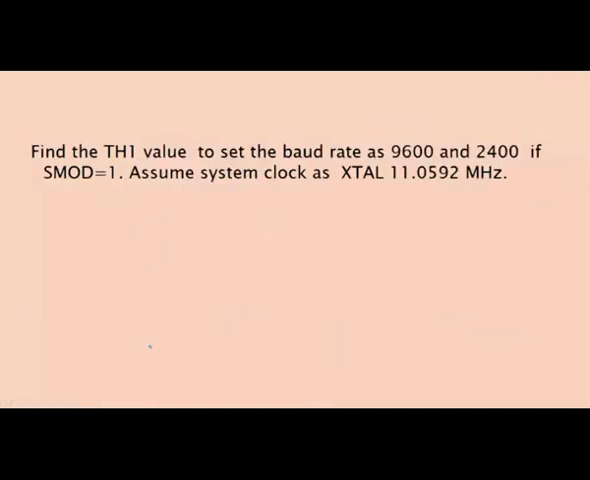Now, we will discuss one problem. Find the TH value to set the baud rate 9600 and 2400 if SMOD is 1. Assume the frequency is 11.0592. Okay. So, based on this, the frequency value 11.0592 is the system frequency, right. It should be divided by 12, and you get 921.6 kilohertz, this is also a frequency.